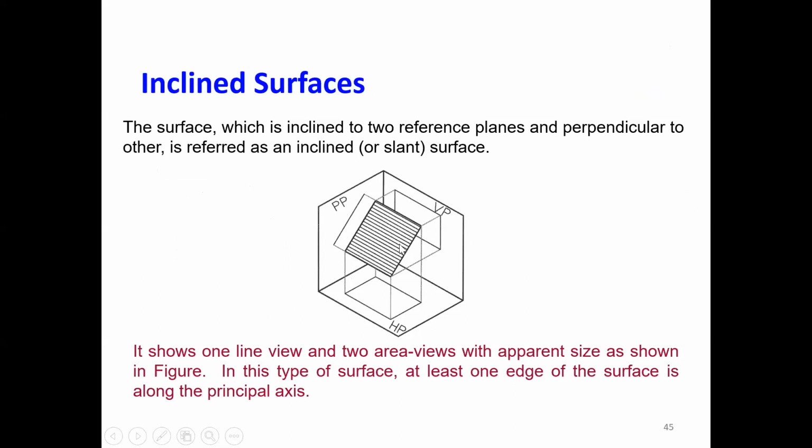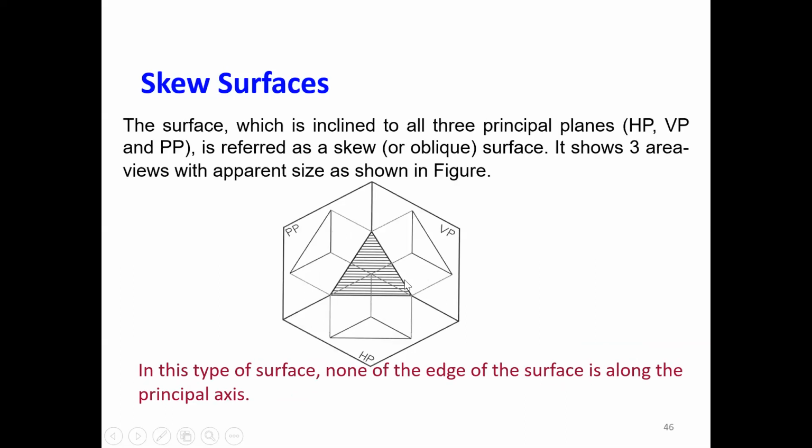Now this one, inclined surface. So you can see here, this is inclined to any one of the surfaces. When the plane is inclined to any one of the surfaces, that can be considered as an inclined surface. Okay. Then this one is a skew surface. This plane is inclined to all the surfaces. So it's kind of a pyramid, you know. When you look at the pyramid from any side, you will get a triangle. When you look from the top, you will get a triangle. When you look from the front, you will get a triangle, and when you look from the side also, you will get a triangle. So this is called a skew surface.